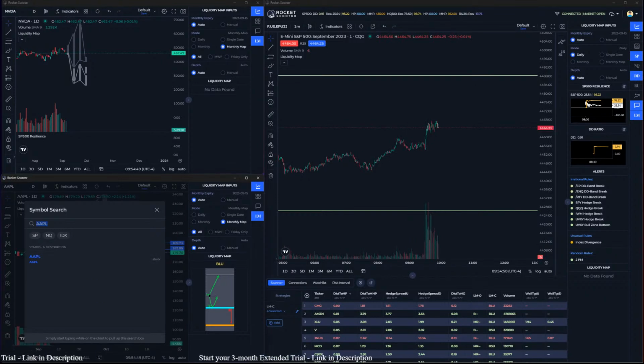What time is the risk interval calculated? We calculate it 15 minutes after the futures market opens every day.